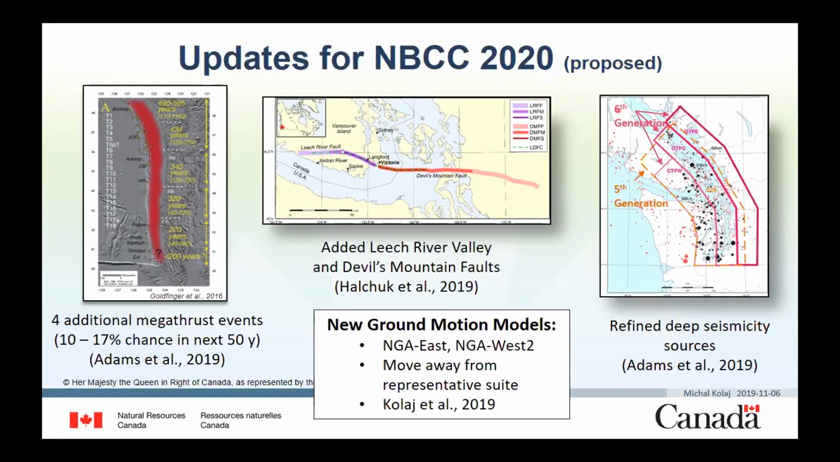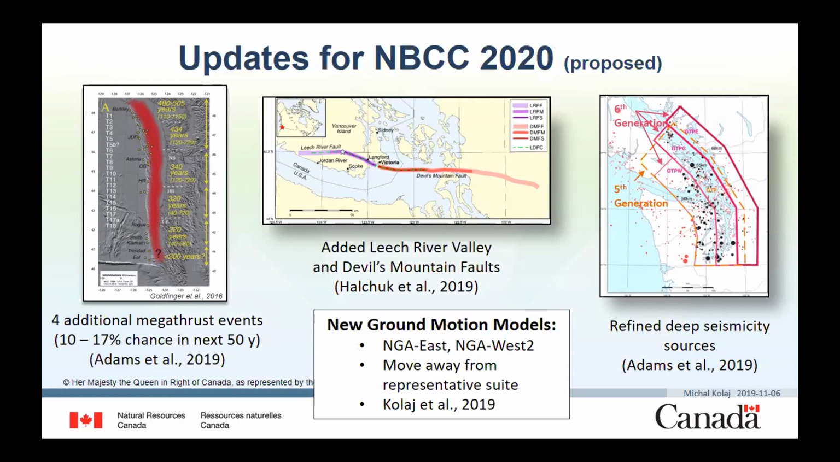Yes? In the first case, is it always assumed that it's the entire part of the plate that slides, or are there segments that slide at different times? A great question. So the question is, for the megathrust Cascadia events, do we consider the fact that the whole thing might not rupture or just pieces of it might rupture? The answer is we do not.